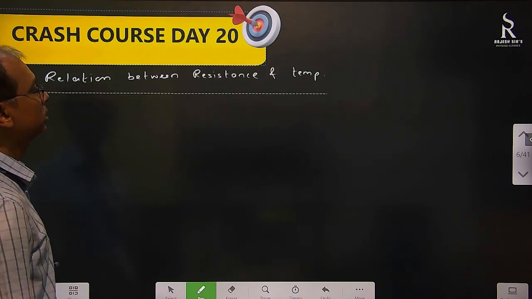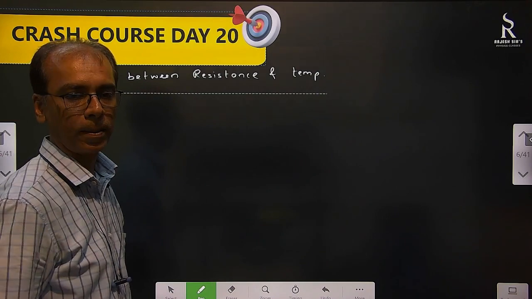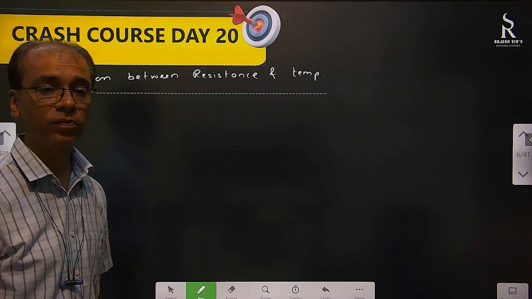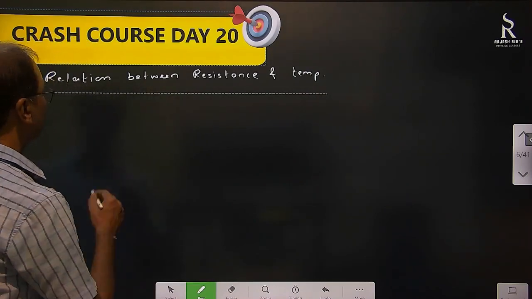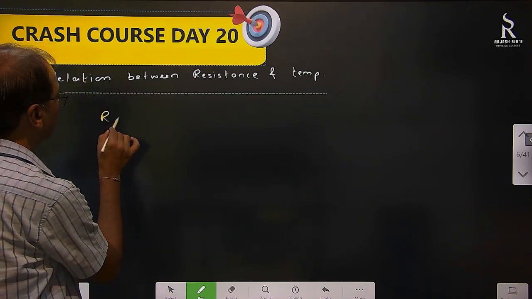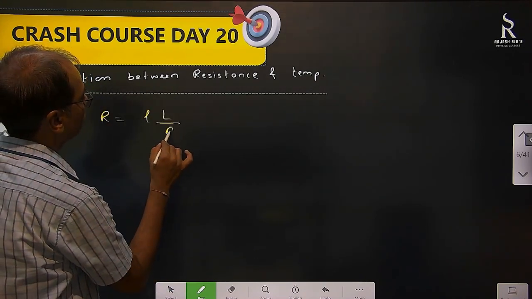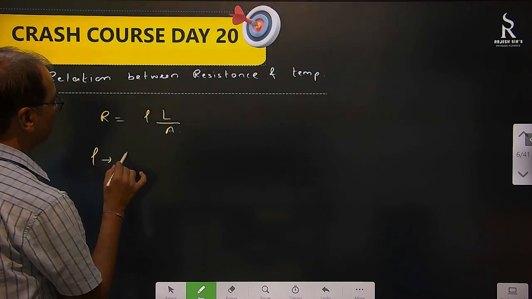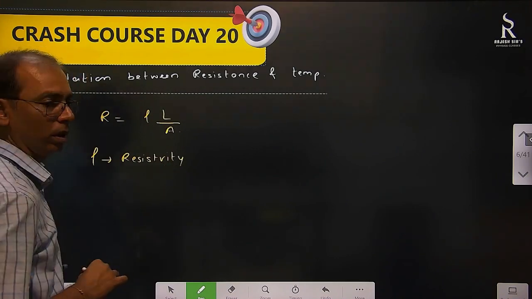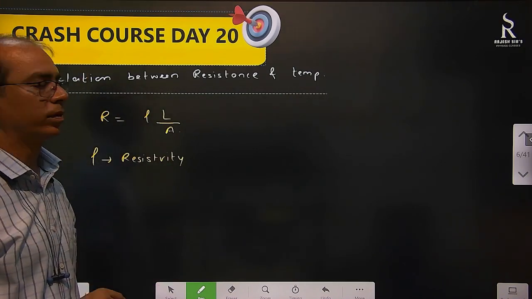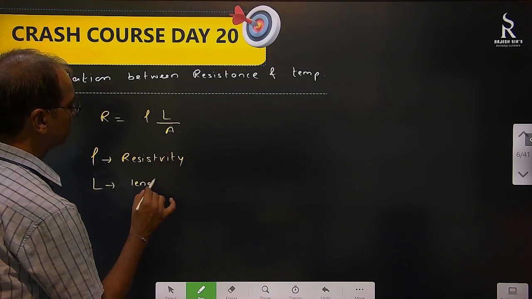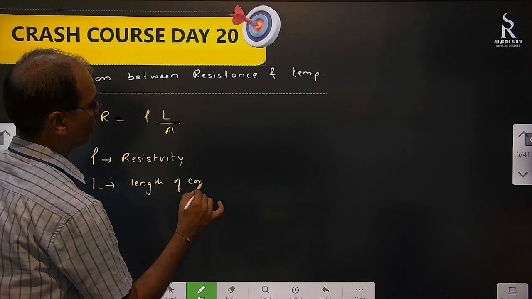Relation between resistance and temperature, how to find it? Now, one relation about resistance we already know: R equals rho L by A. What is rho? Rho is resistivity, which is a property of the material due to which it opposes the flow of current. L is the length of the conductor, and A is the cross-section area.